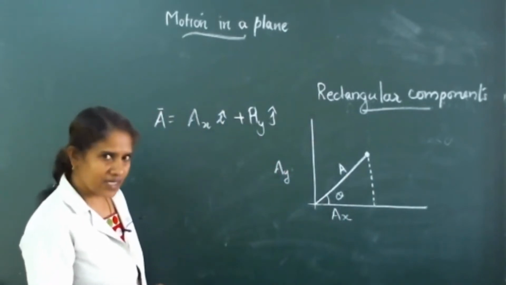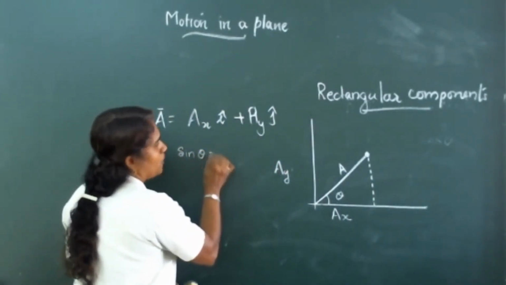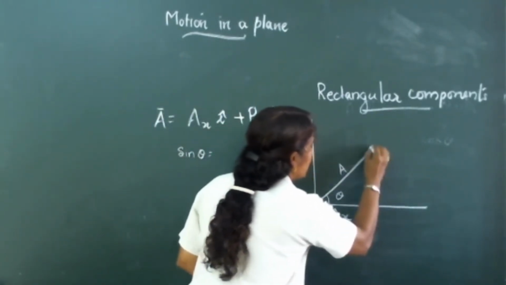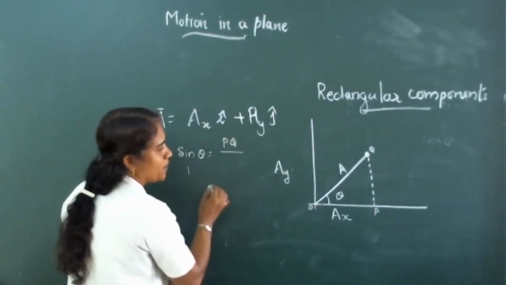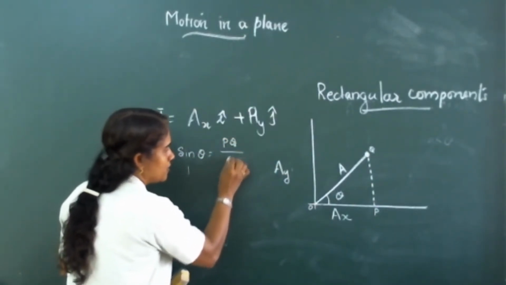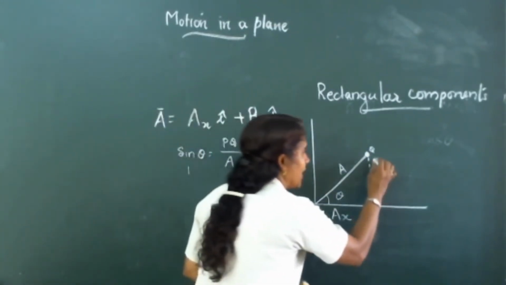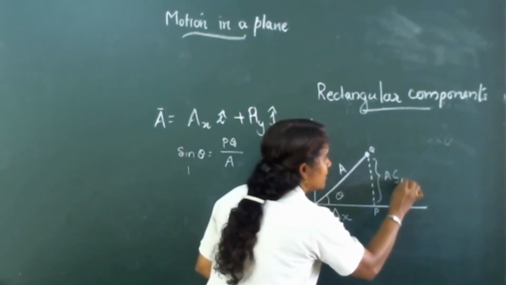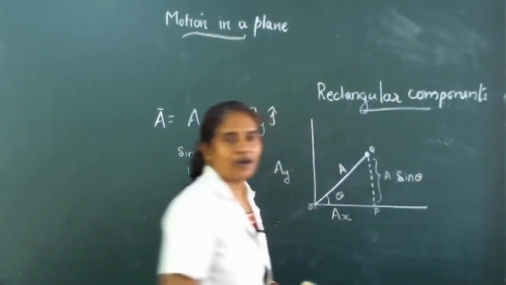Yes, take sin theta. Sin theta will be equal to the opposite side. If we are naming it OPQ, the opposite side is PQ. Sin theta is equal to opposite side by hypotenuse, that is A. So PQ, this length, is equal to A, the opposite side, A sin theta.